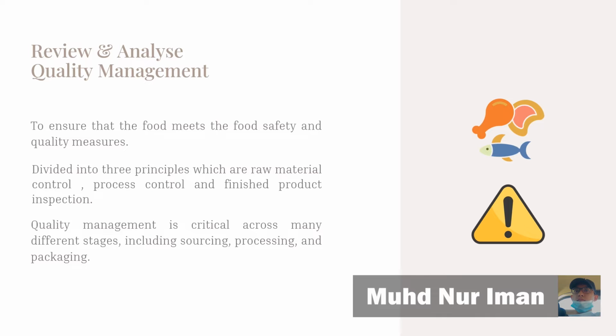In process control, many firms use the hazard analysis critical control point approach for the control of food safety before proceeding to finished product inspection. In the food manufacturing industry, quality management is critical across many different stages, including sourcing, processing, and packaging.